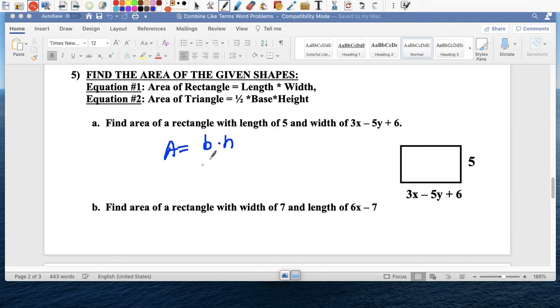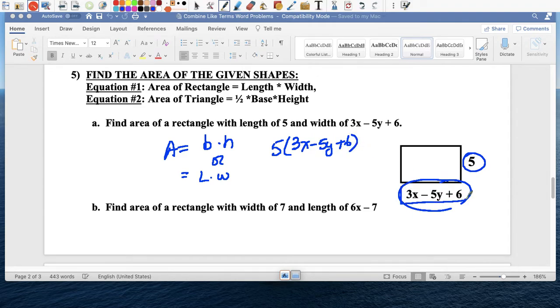Right, so what's the area? Length times width, or width times length, whatever you want to call it. So it's this side times this side, basically, right? So it's 5 times, and you have to put in parentheses because this expression represents the side. Okay, so area equals those two multiplied: 15x minus 25y plus 30.